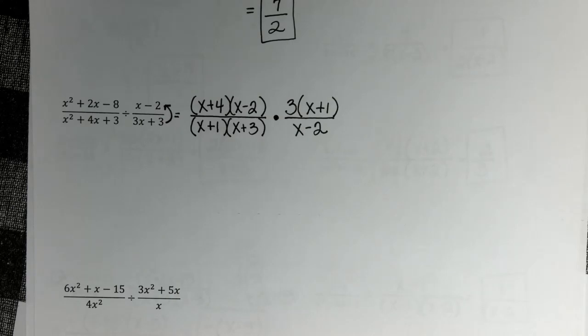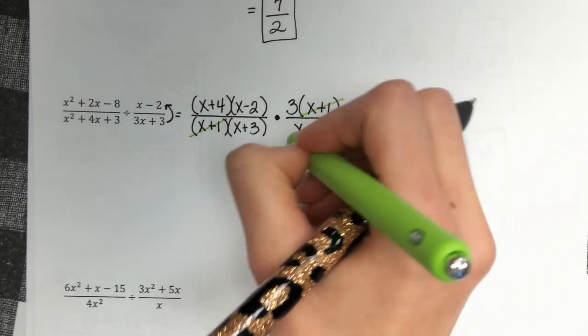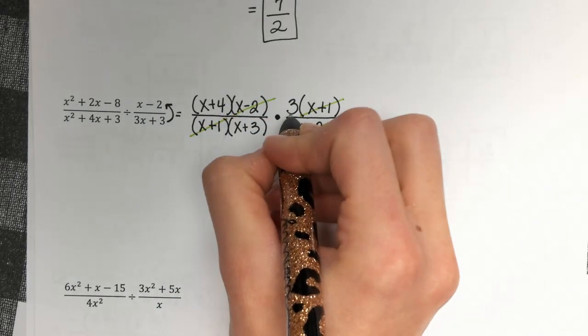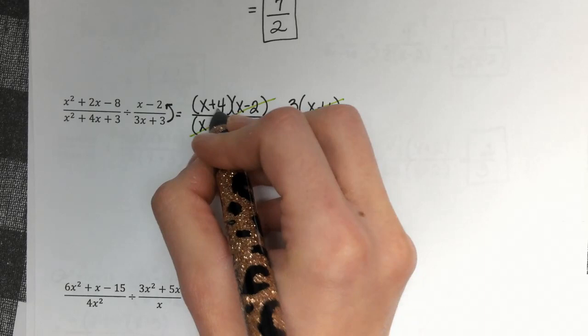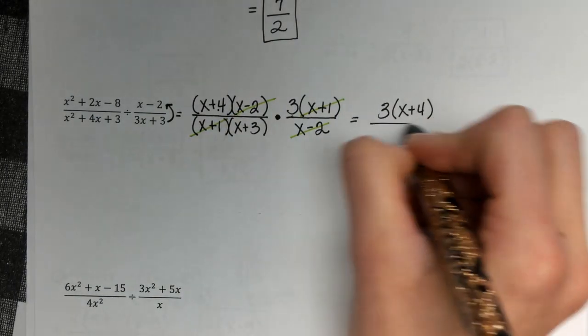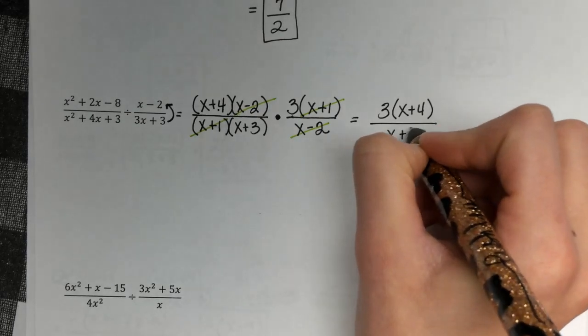So what do I factor? What do I cancel out? Okay, so I have 3 and an x plus 4. So 3 times x plus 4 in parentheses over x plus 3.